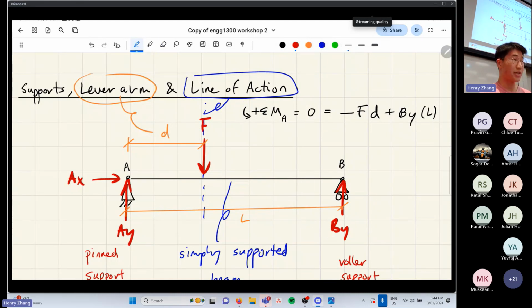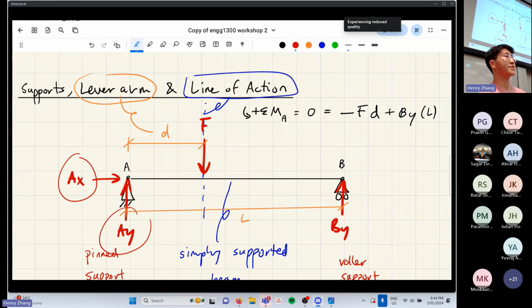Another thing to keep in mind is that when we took the moments about A, notice how that point in particular passed through two other vectors, right? AX and AY. And so the lever arm for those was actually 0. So mathematically, we can just completely discount any force vectors going through the point that we're taking our moments about, right? That's why it kind of works out.